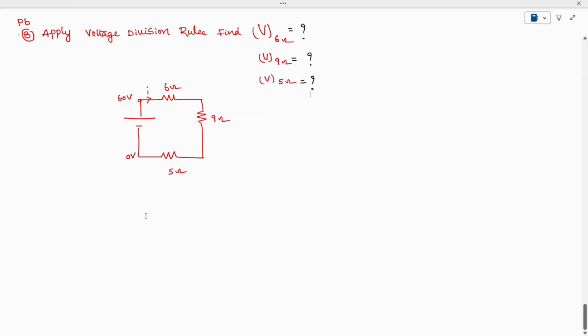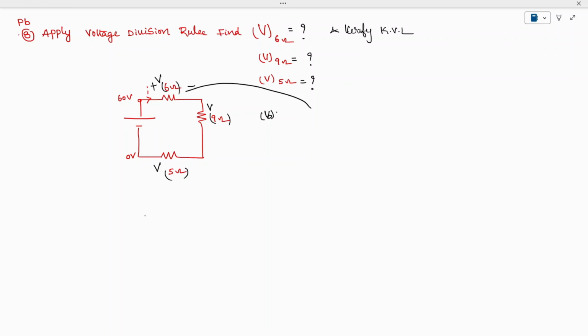Today we are going to find the solution for this problem. The given problem is: apply the voltage division rule and find the voltage across the 6 ohm resistor, the voltage across the 9 ohm resistor, and the voltage across the 5 ohm resistor, and we can verify the KVL also. Okay, so now I'm going to use the voltage across 6 ohm.